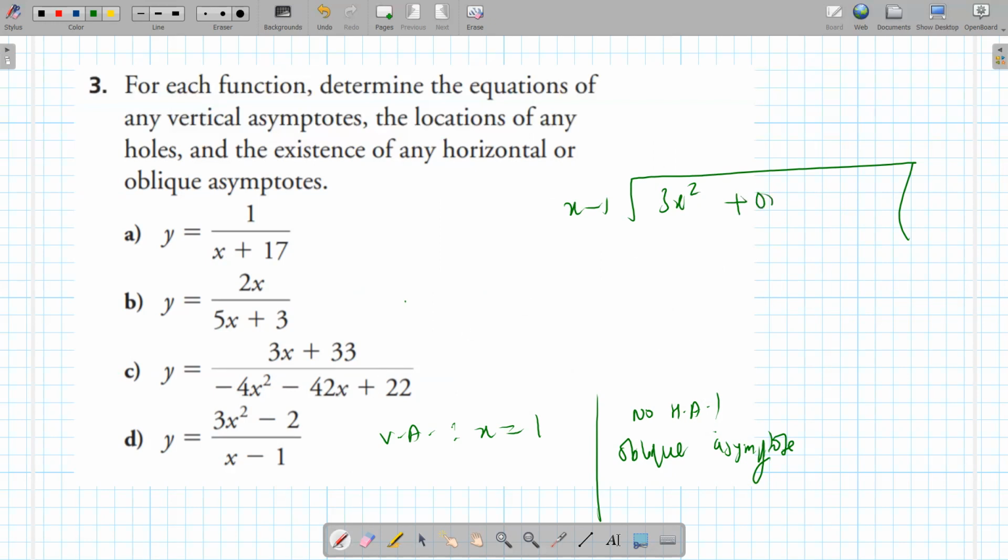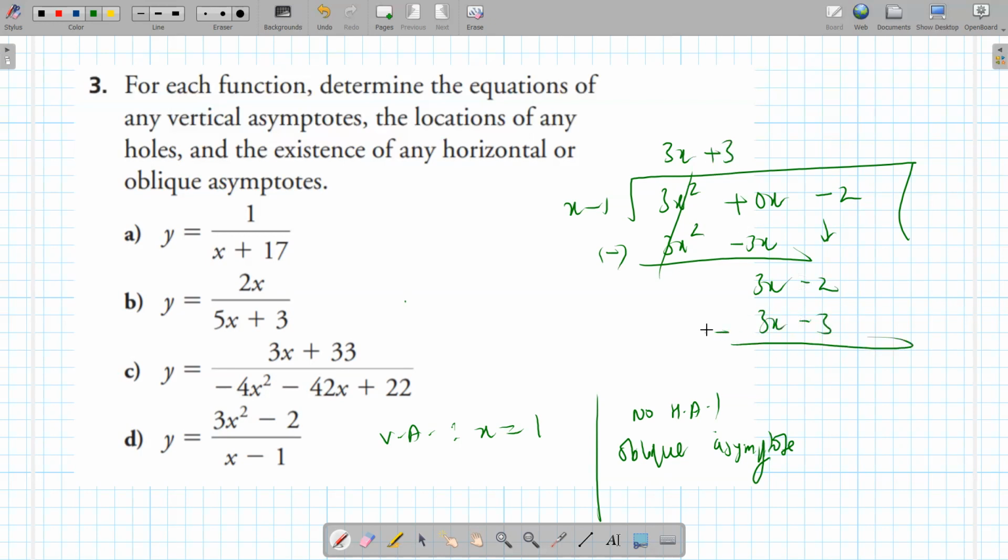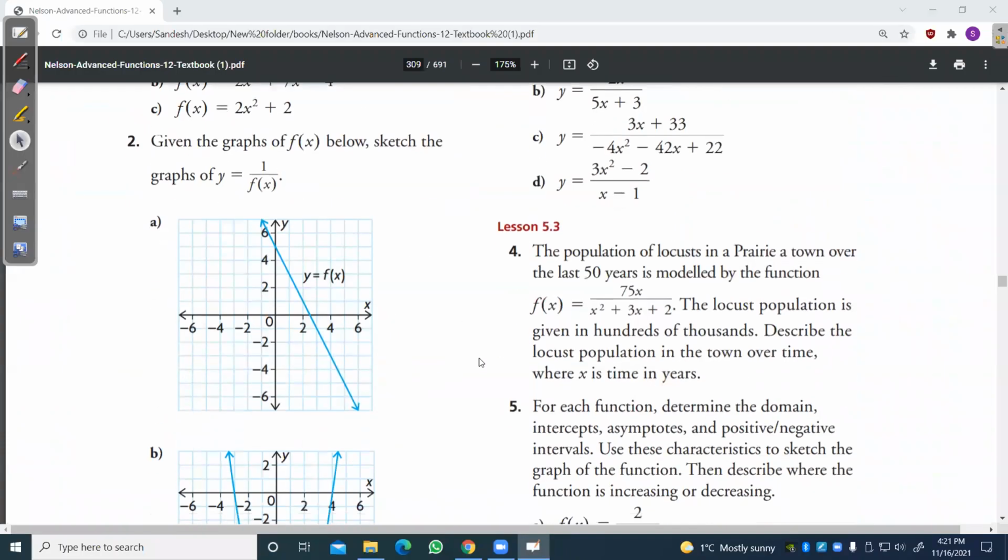The x term is missing, so I'm going to add a 0x. What goes up here? 3x. Right. So 3x times this is 3x squared. 3x times this is minus 3x, right? Subtract them. This becomes a positive 3x, and we bring down the -2. So you just need a +3 up there. And it doesn't really matter what we get down here because we're not interested in the remainder. So our oblique asymptote is at y = 3x + 3. Alrighty. So that one is not that bad.